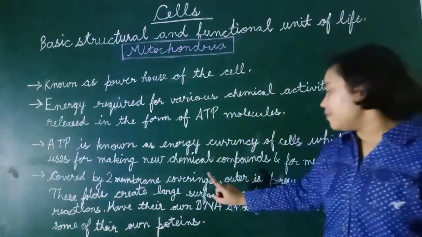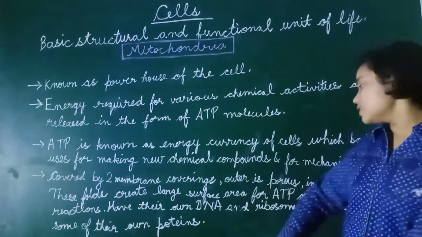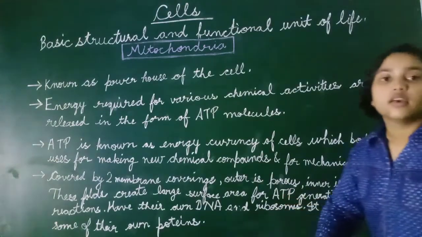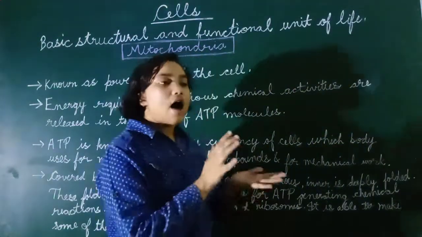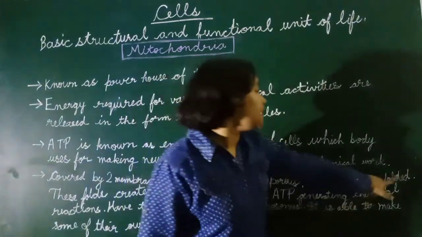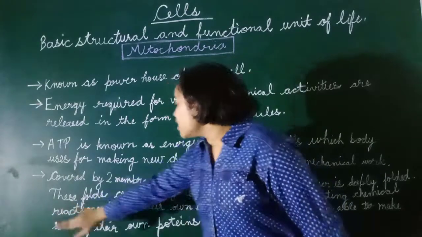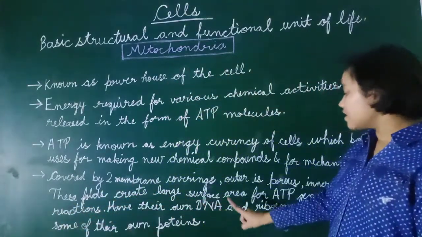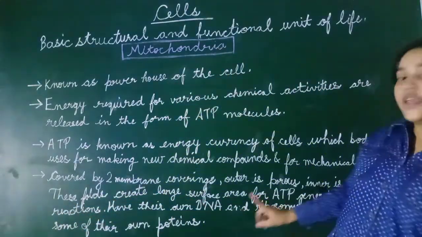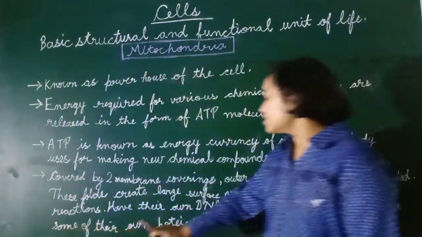The mitochondrion is covered by two membrane coverings. The outer membrane is porous, and the inner membrane is deeply folded. These folds create a large surface area for ATP generating chemical reactions.